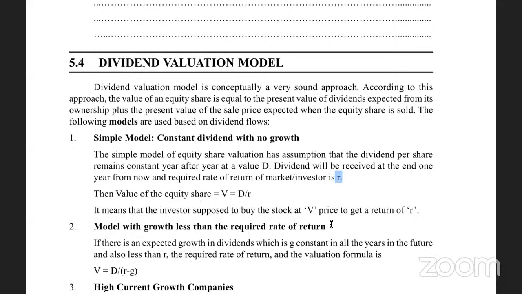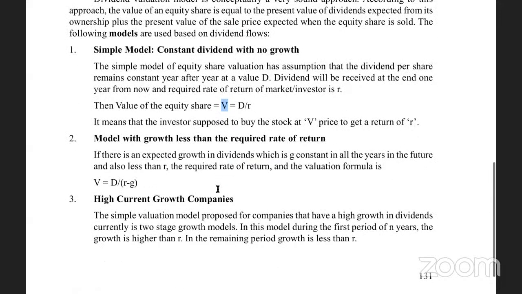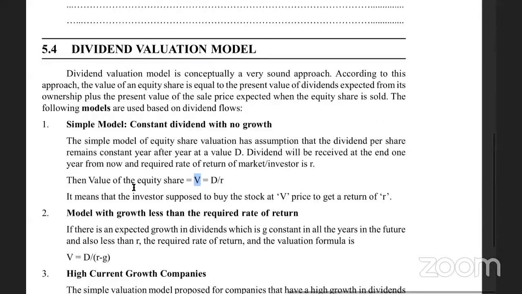What is that? V is the price to get a return, and R is the internal rate of return or required rate of return. So D by required rate of return is the value of the share. Dividend by required rate of return is the value of the share. And if there is a growth, value is equal to dividend by R minus G, the growth rate. And there are three types of companies: high growth companies.